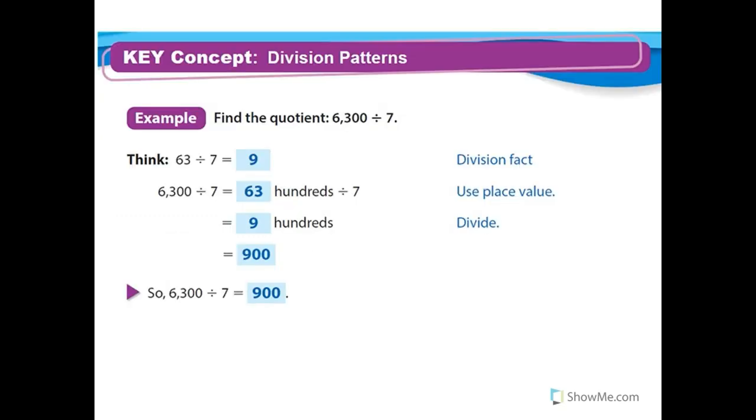Division patterns. Find the quotient of 6,300 divided by 7. So they do this. They do a division fact. 63 divided by 7 equals 9. And then 6,300 divided by 7 is 63 hundreds divided by 7. So we're going to use place value, right, and then divide. 63 divided by 7 is 9. But it's 9 hundreds, so 900, so 6,300 divided by 7 equals 900. But I want you to see, they've got 2 zeros here, no zeros here. So 63 divided by 7 is 9, 2 zeros left.